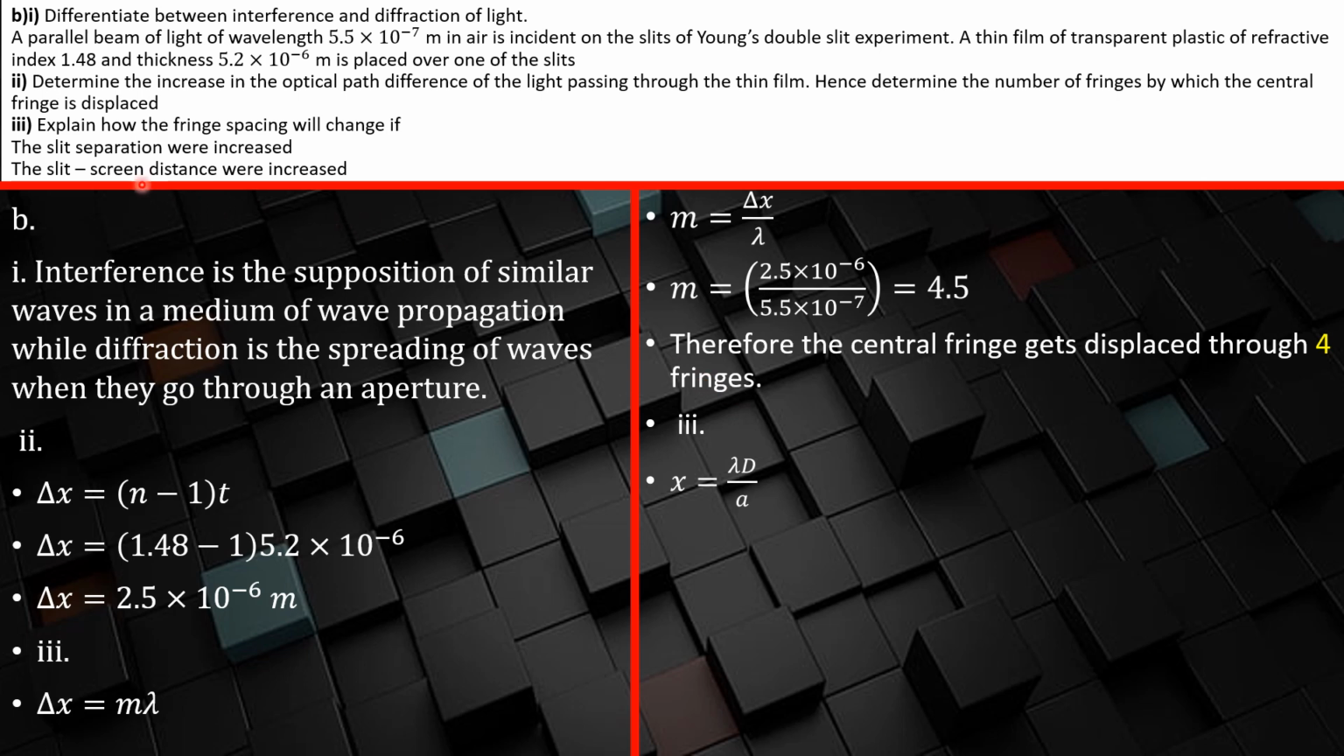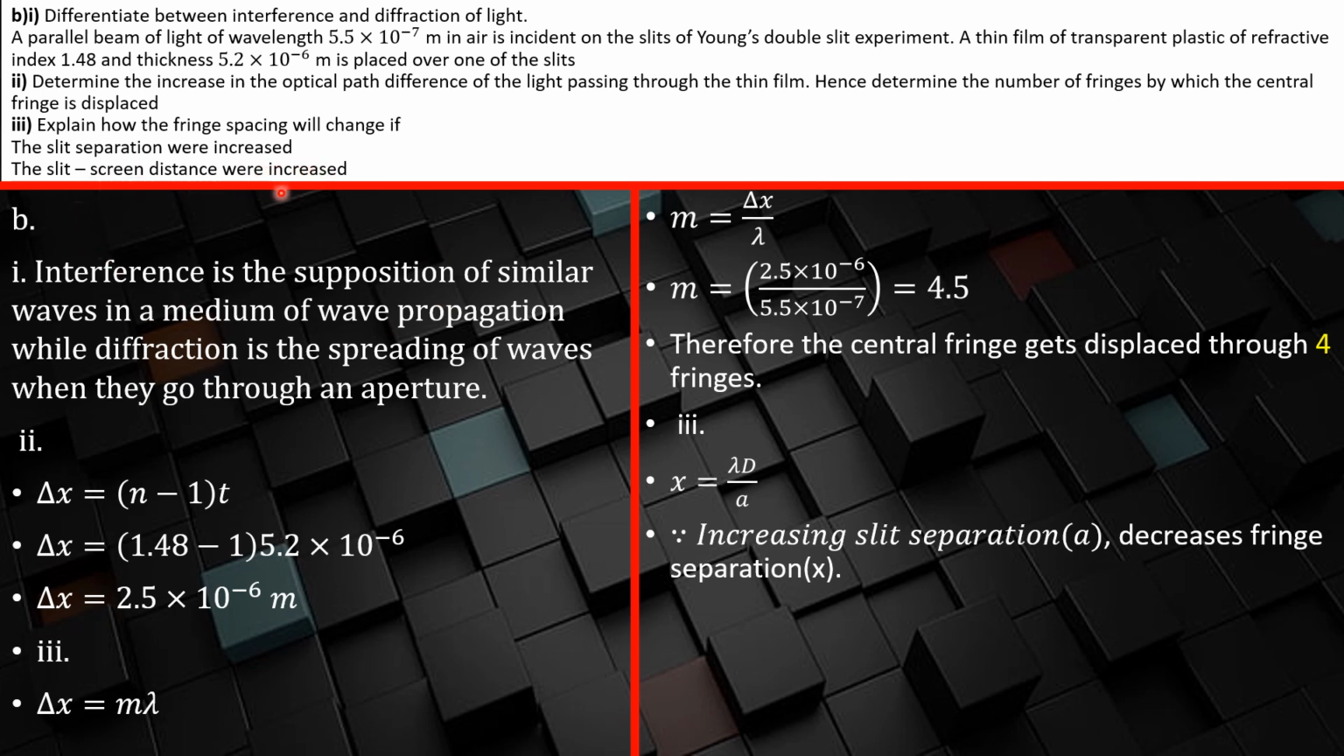Roman 3 says explain how the fringe spacing will change if the slit separation were increased. What do you know? You know the formula, x equals lambda D on a. X is of course my fringe separation right there. So notice that if I'm increasing the slit separation a, this is my slit separation down here, that decreases the fringe separation x. So my fringe separation decreases on increase of the slit separation. Are we there? So yeah, you've told the examiner what happens if you increase the slit separation right there.